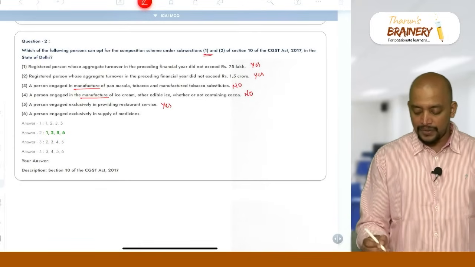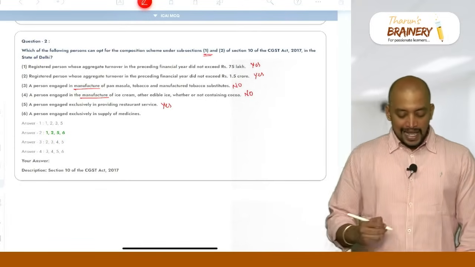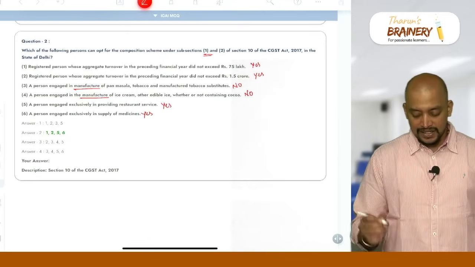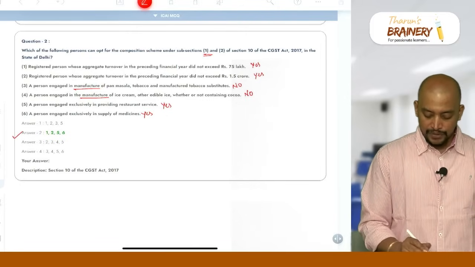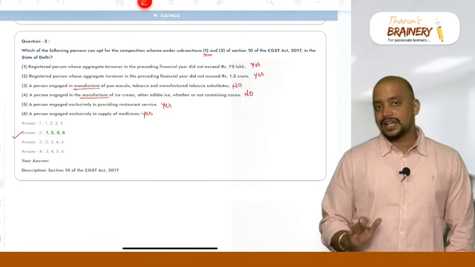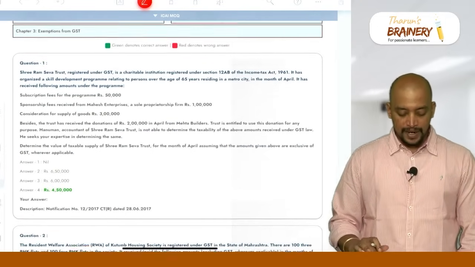Restaurant service, possible. Engaged exclusively in supply of medicines, yes. So 1, 2, 5, 6. 1, 2, 5, 6 is the answer. So these cases only can go for composition scheme.